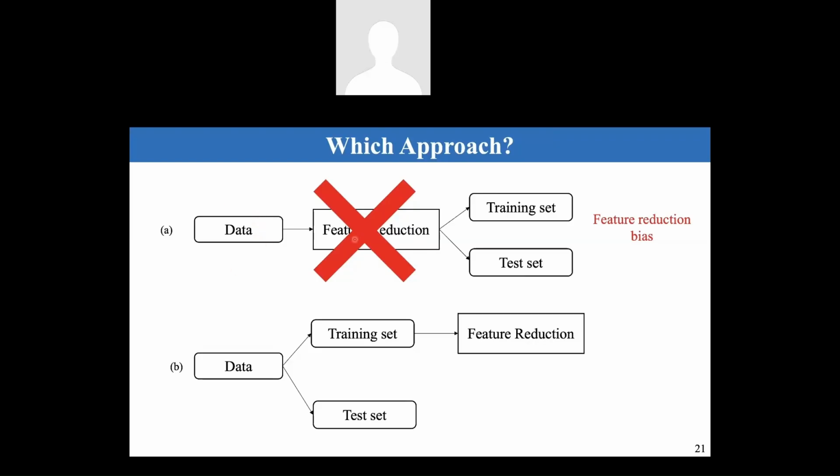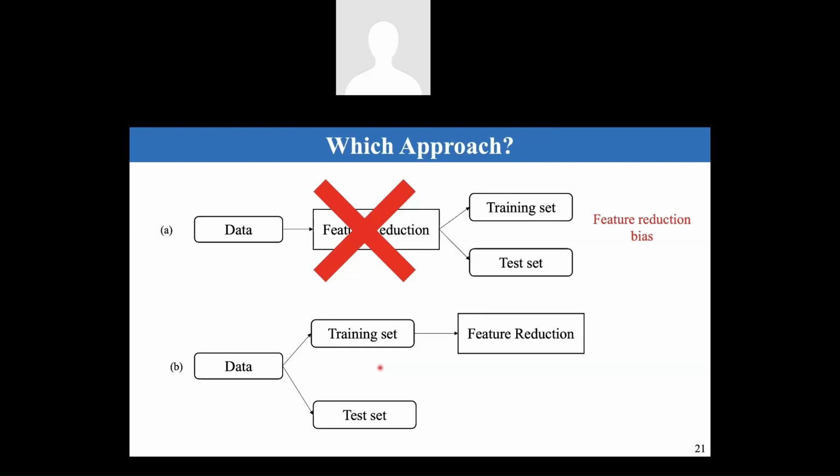And that's why this approach is not the correct way to do feature selection. And the second one here, where we have to split first and then do feature selection only on the training set. The test set will never be used during the selection process. It is only used to evaluate the performance of the set of features. So this one can avoid the feature selection bias, and that is the correct way to do feature selection.